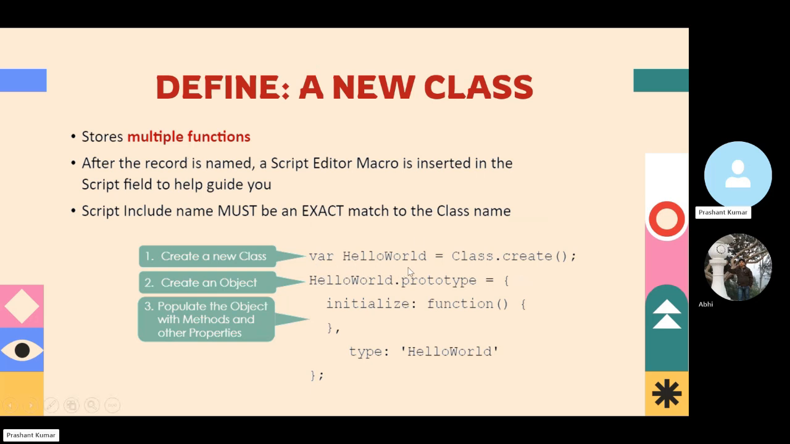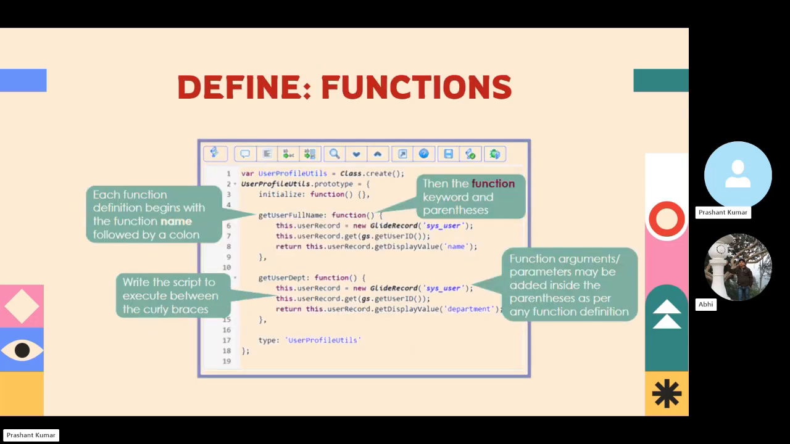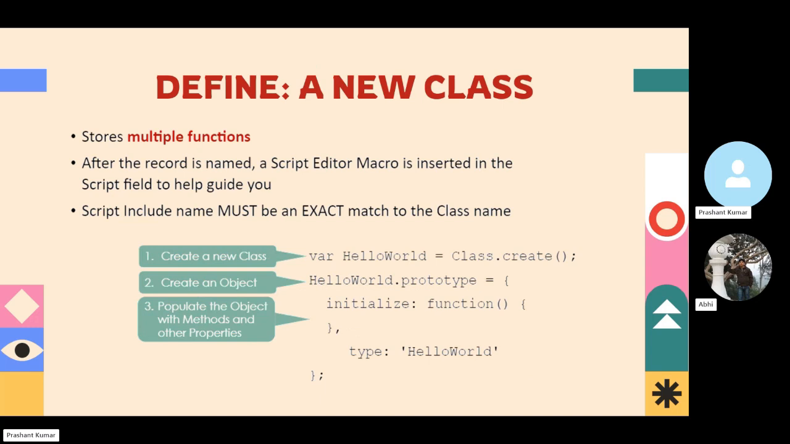This way they have created a new class, hello world class dot create, and this prototype is generated automatically. You don't have to create this every time. Whenever you create a new script include, whatever the script include name is will be populated as the class name. We'll see how it is done next.